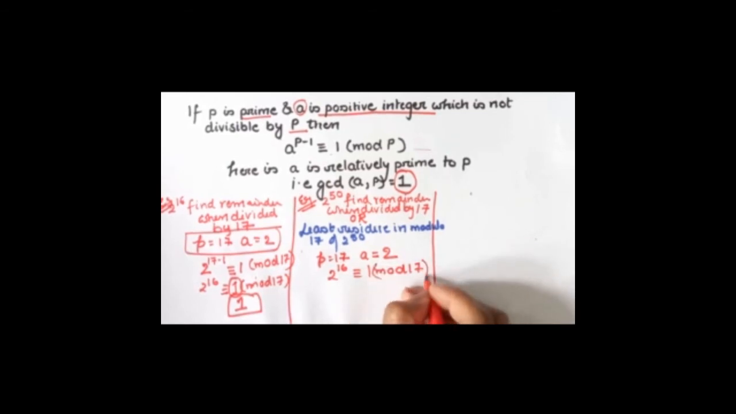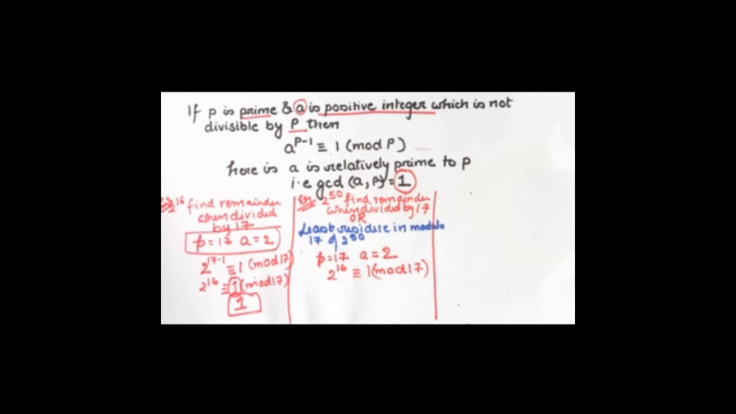So from this we can at least conclude this. Now my question is not finding 2 to the power 16, right? My question is not finding the least residue in modulo 17 for 2 to the power 16. It is finding the least residue in modulo 17 of 2 to the power 50. But what you have got is that 2 to the power 16 when divided by 17 is going to give me residue 1.